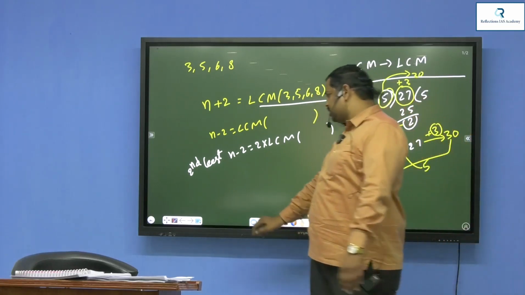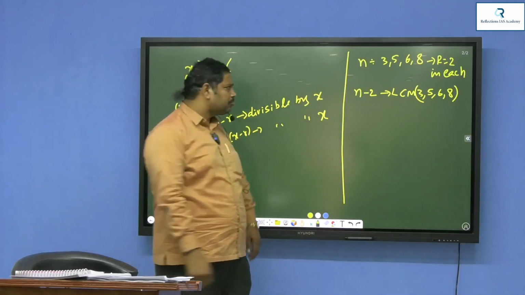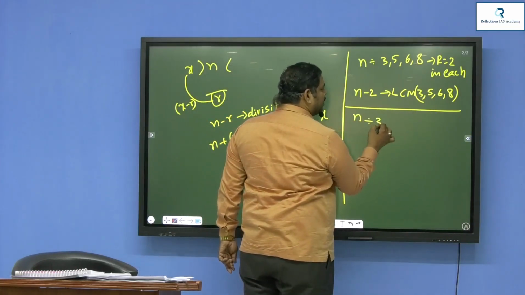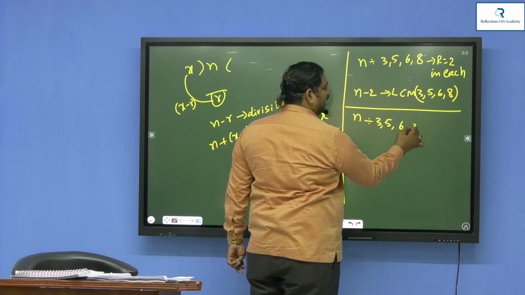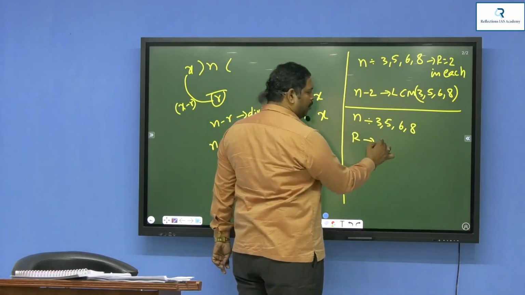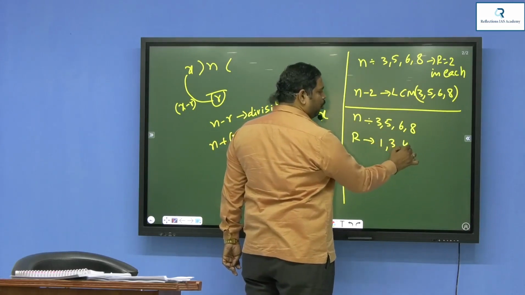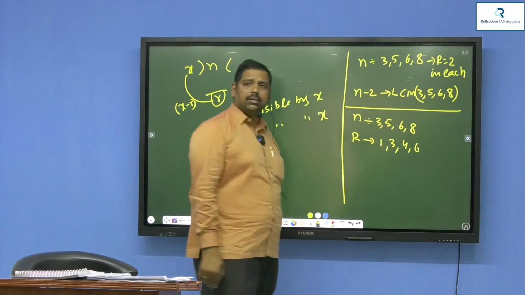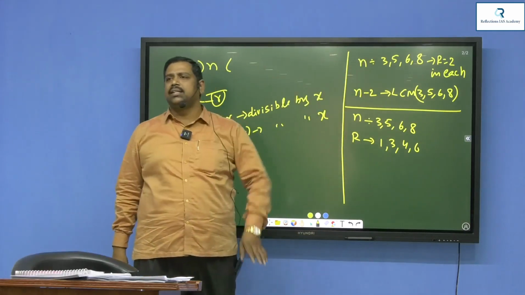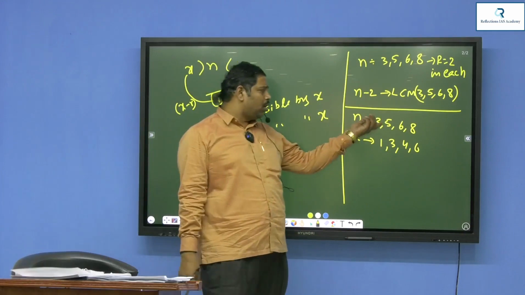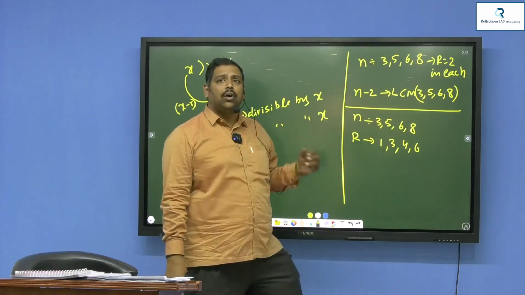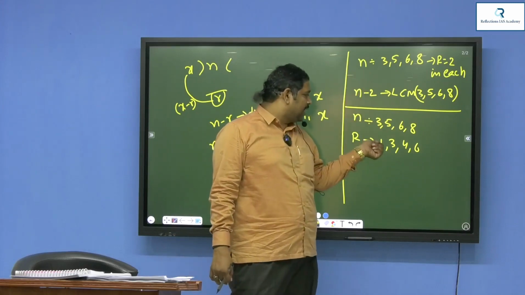Suppose the other question he is asking is, find the least value of n which when divided by 3, 5, 6 and 8 leaves respective remainders of 1, 3, 4 and 6. Earlier he said that every time you get the same remainder. This time, is it the same remainder or a different remainder? Different remainder.